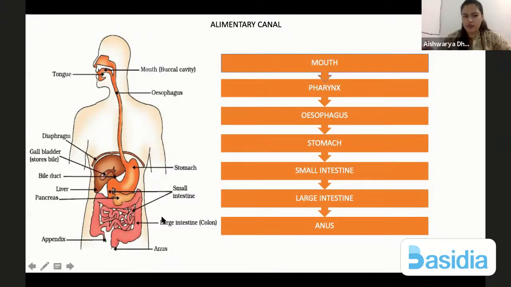So this is just an overview. This is a diagram that is just of the digestive system as compared to the previous one. So you can see here, this is the mouth. The mouth is also known as the buccal cavity. The buccal cavity consists of the tongue, and it also consists of the teeth. Then we have the esophagus, which is also known as the food pipe.